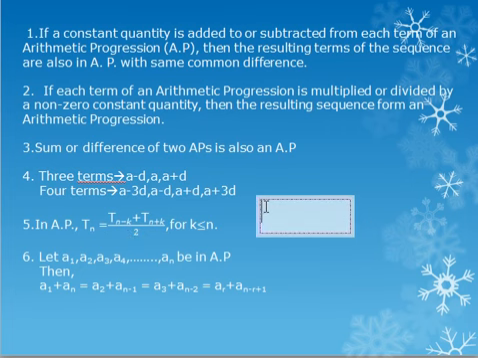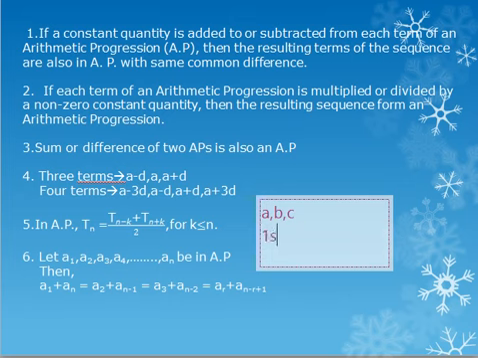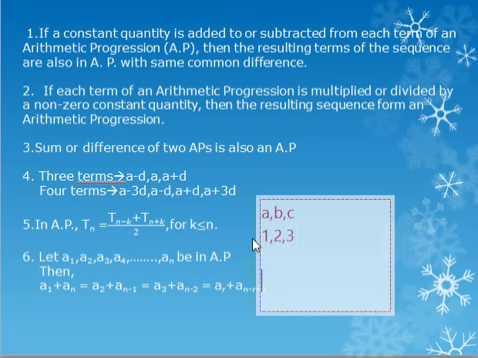So I have three terms, a, b, c, where a is my first term, b is my second term, and c is my third term. Now I'm going to find Tn. I'm going to take n as 2, so I want my second term, which is b. So b equals Tn minus k, where k is 1. k should be less than or equal to n, and in this case n is 2.